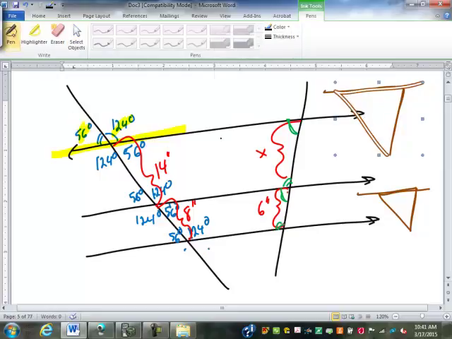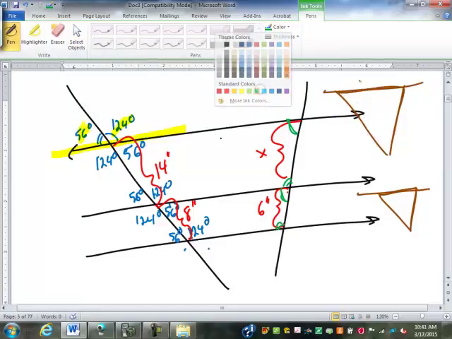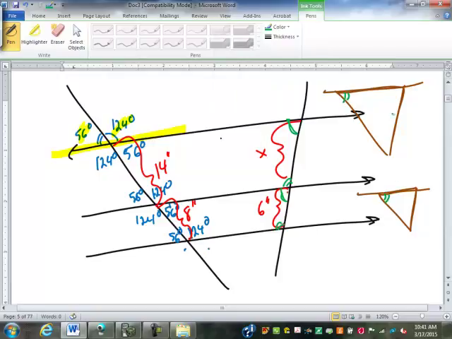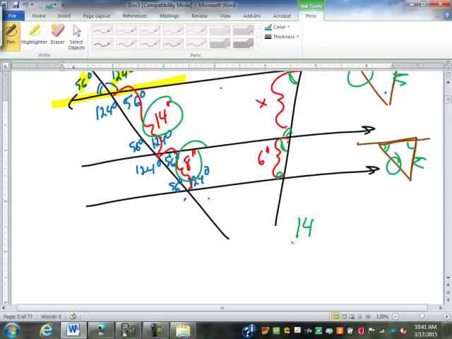And from what we've seen already, we know this angle and this angle are the same, and this angle and this angle are the same. So it means the third angle has to be the same. So those are similar triangles, aren't they? Which means this side relates to this side the same way this side relates to this side. So in other words, 14 relates to 8 in the same way that x relates to 6.